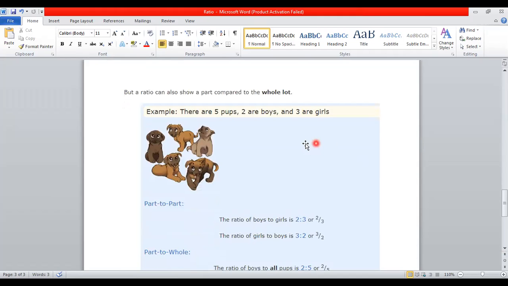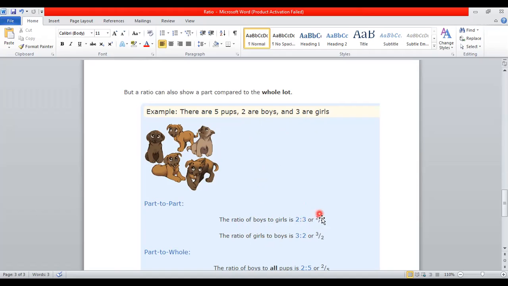But a ratio can also show a part compared to the whole lot. Example, there are 5 pups. 2 are boys and 3 are girls. Part to part. The ratio of boys to girls is, now how many girl puppies are there? 3. Boy puppies? 2. Okay. The ratio of boys to girls is 2 is to 3. The ratio of girls to boys is 3 is to 2.